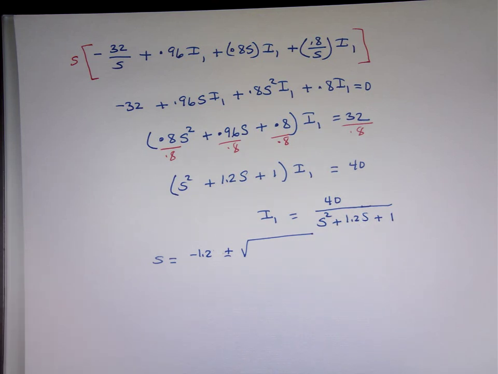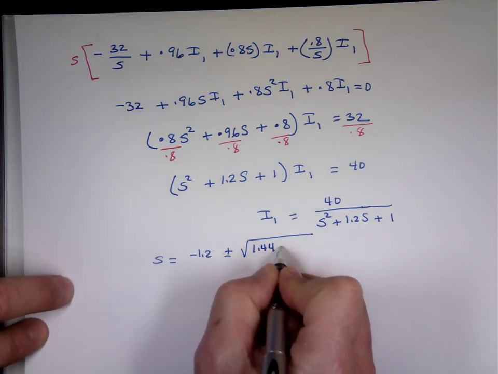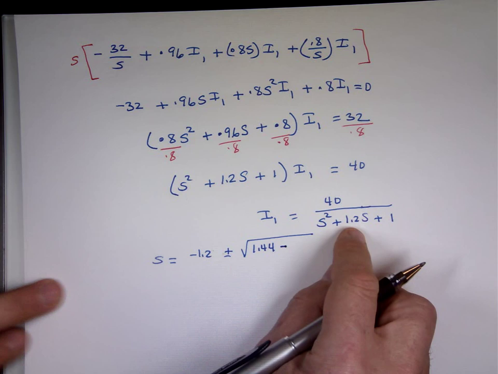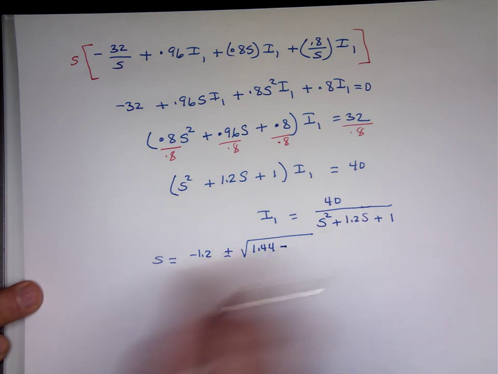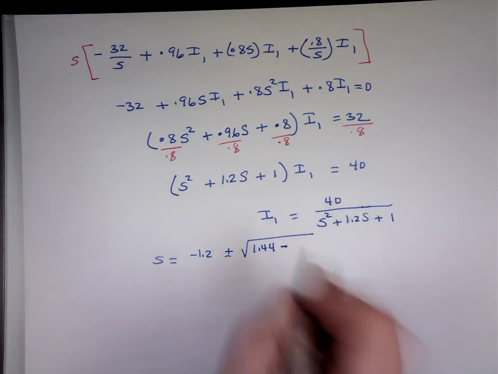1.44 S squared minus S squared. Because you only solve for S, right? You don't put the S's, you're solving for S. Yeah. 1.44 minus 4ac, divided by 2a.